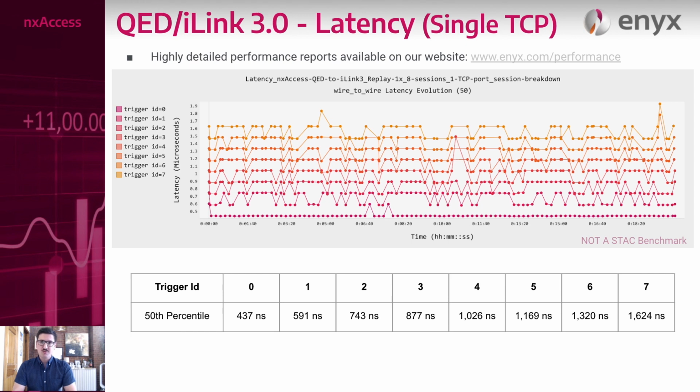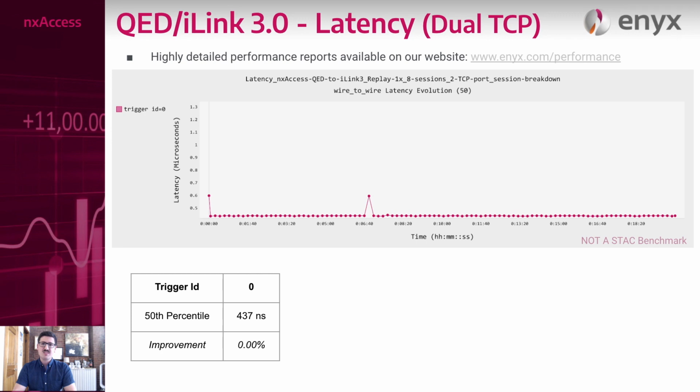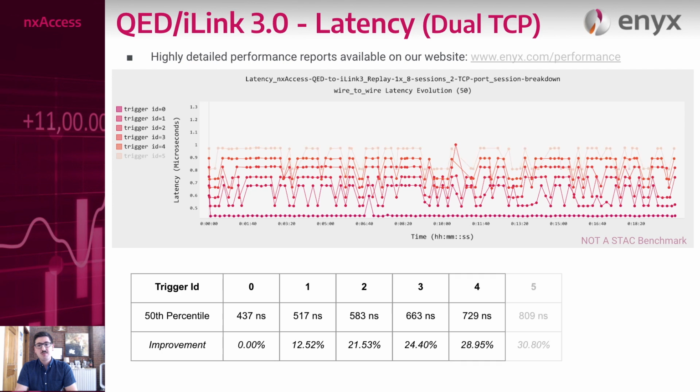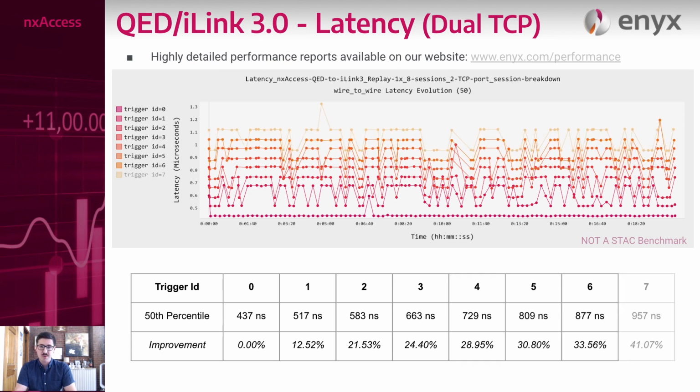To prove this and to prove that the bottleneck is the serialization, we run the exact same test, but this time using the 2 TCP stacks that are included in nxAccess along with 2 10 gig ports. The first thing that we were happy to see is that running that test, the performance of the first session is exactly the same. So there's no improvement, but at least it's very, very stable. When looking at the performance of the other sessions, we can see that there is an improvement of up to 41%, simply because we now have 20 gigabit per second of bandwidth over 10.